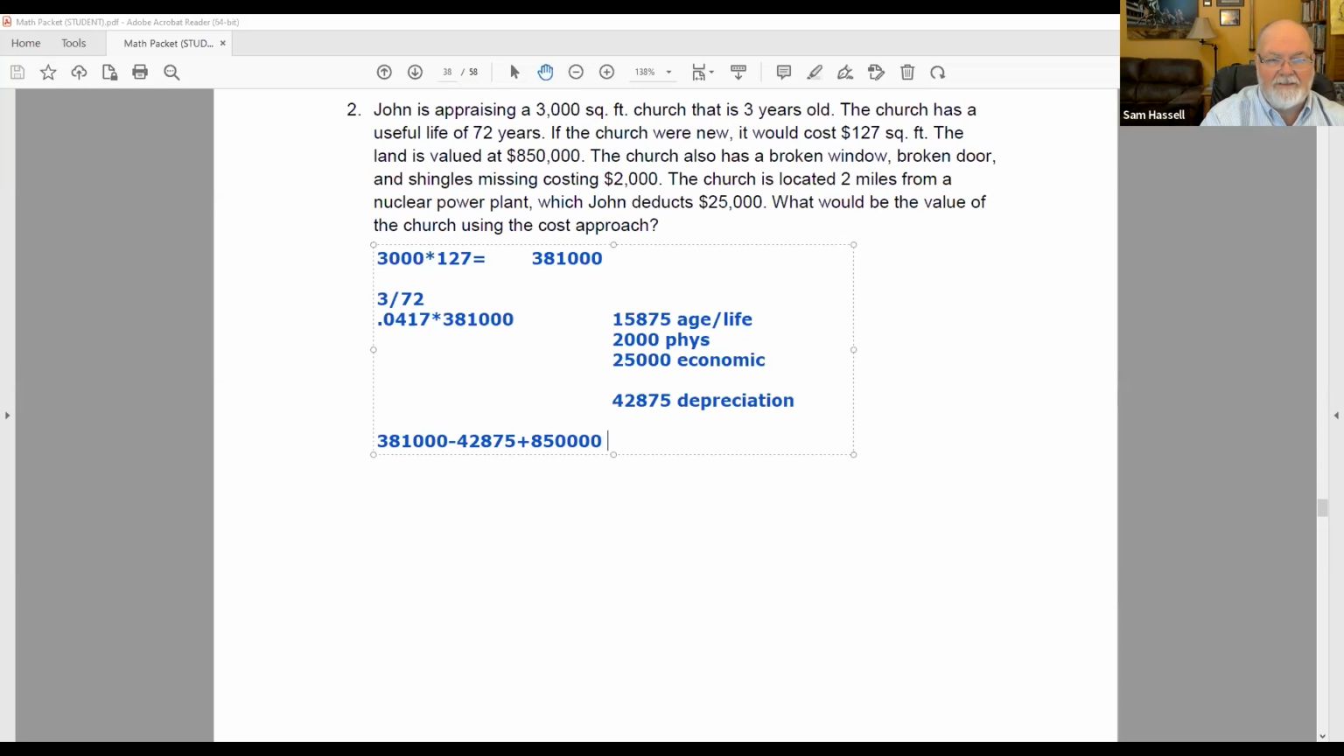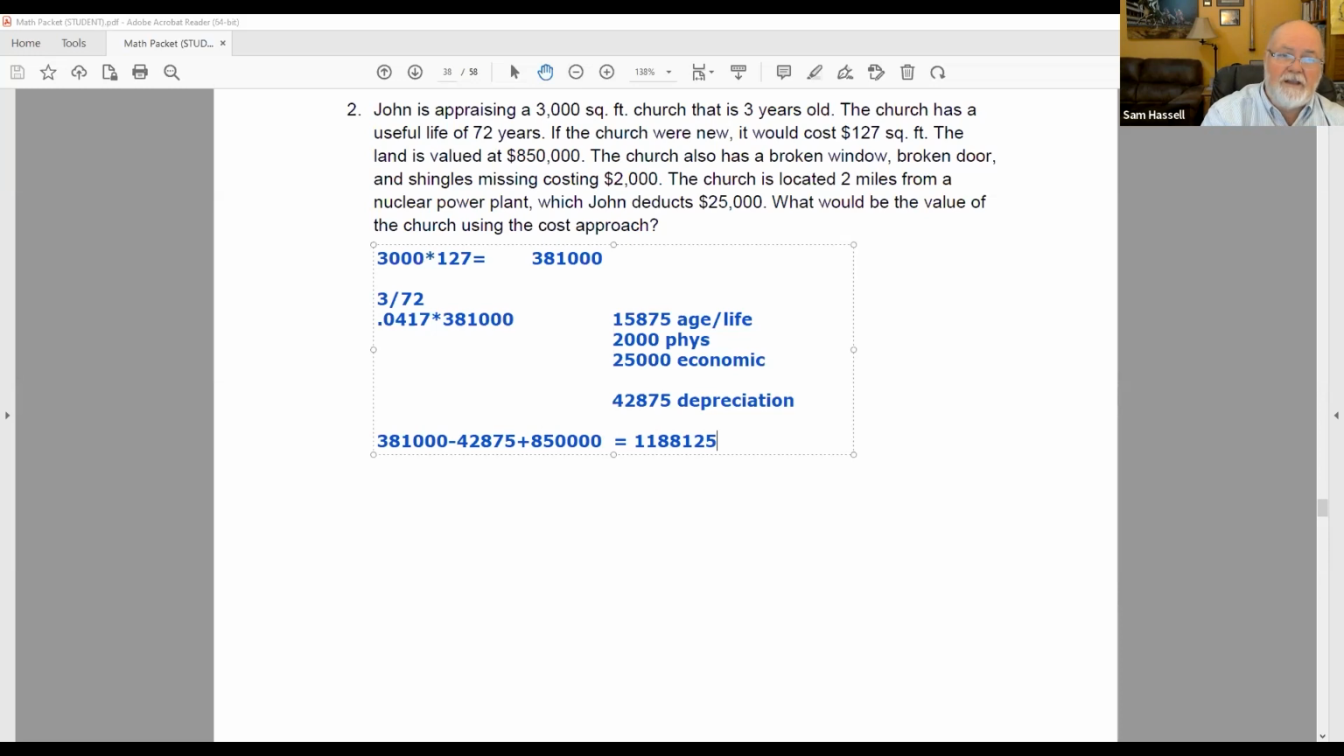So we're going to add all this up to get a value. And when we add it up, that's going to be the value of our property. That's the appraised value of our property, using the cost approach.